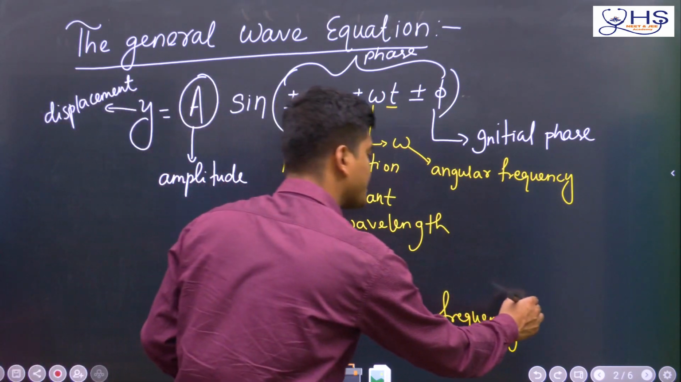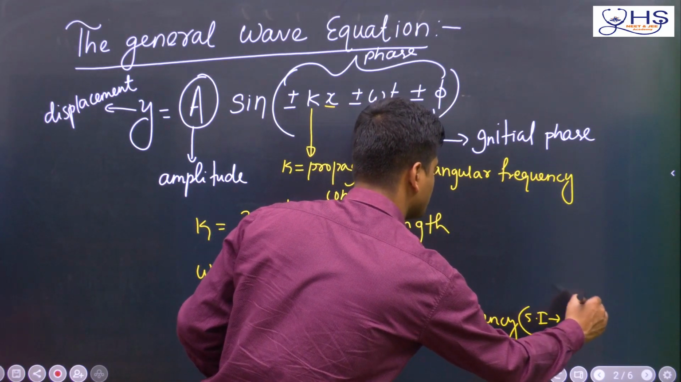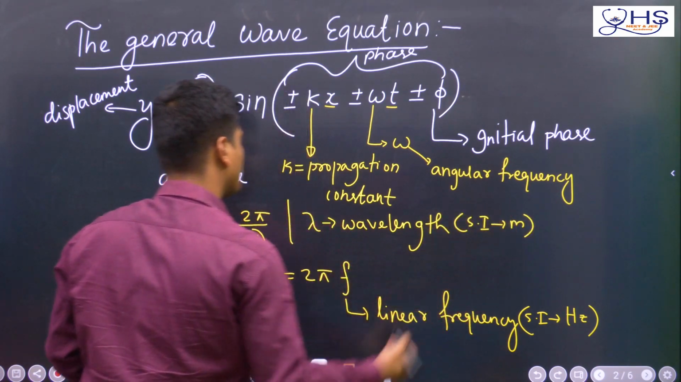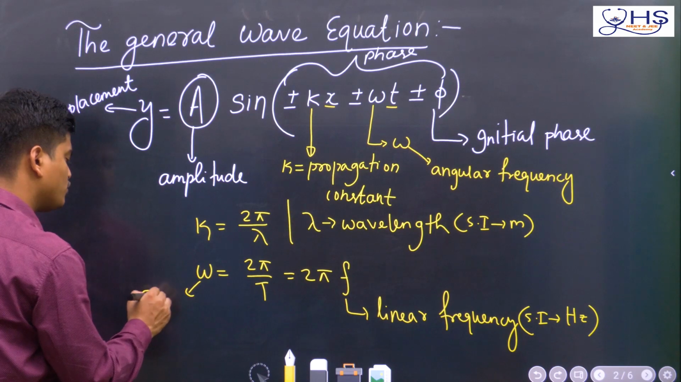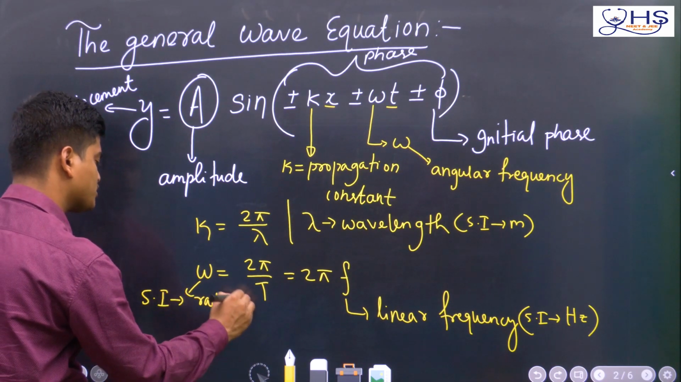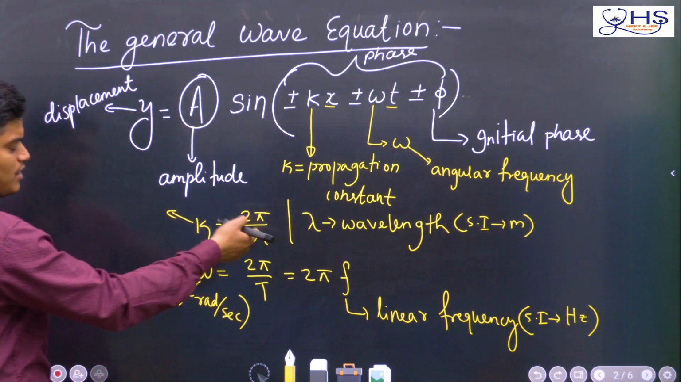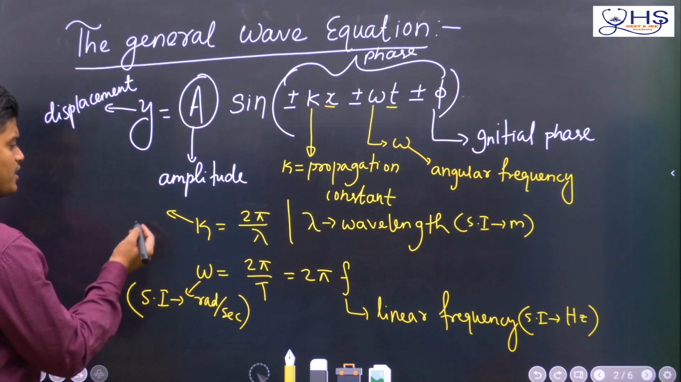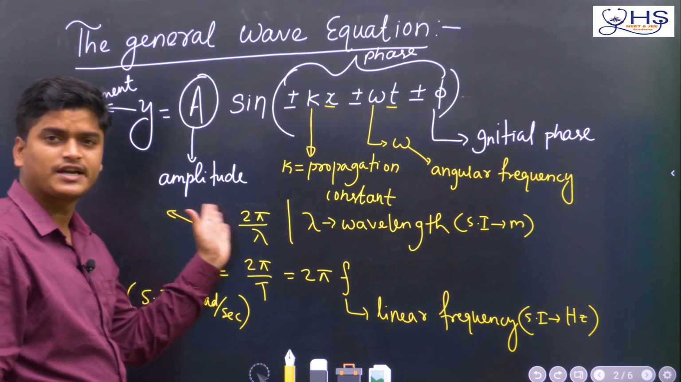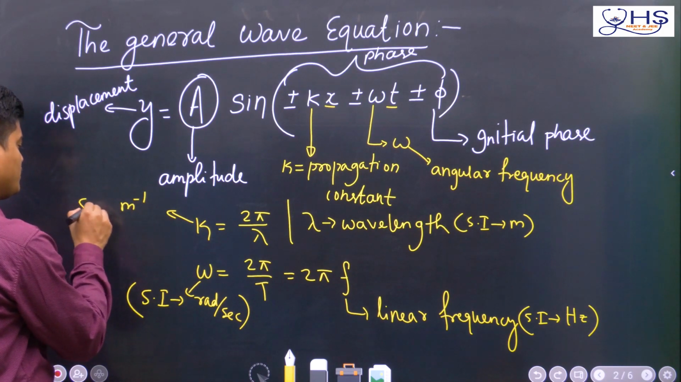Remember, in SI the unit of linear frequency is hertz. For wavelength, the SI unit is meter, and for omega, the SI unit is radian per second. For k you can write meter inverse, or radian per meter. It is also called the angular propagation constant. So k is in meter inverse in SI.